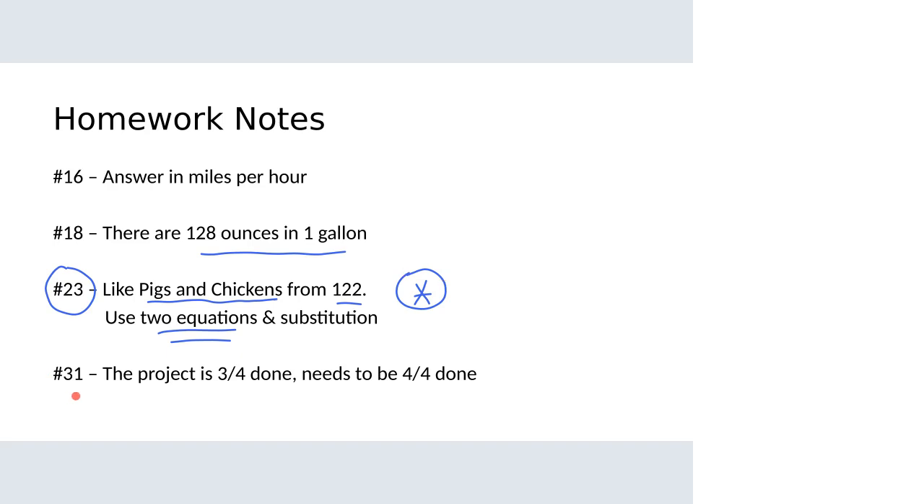Finally, in number 31, the project is 3/4 done, and it needs to be 4/4 done. And you'll understand that when you read the problem. Basically, we're setting a proportion here, and we want to make sure we use the proper numbers when we set up that proportion.